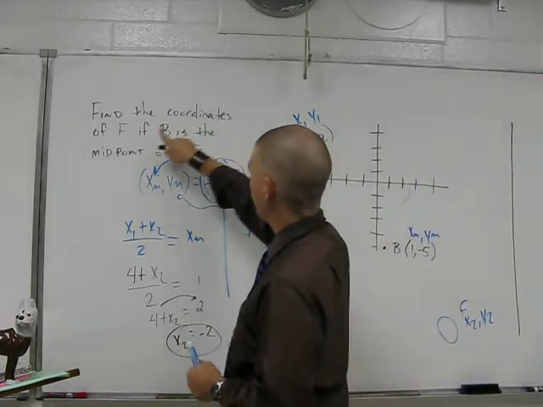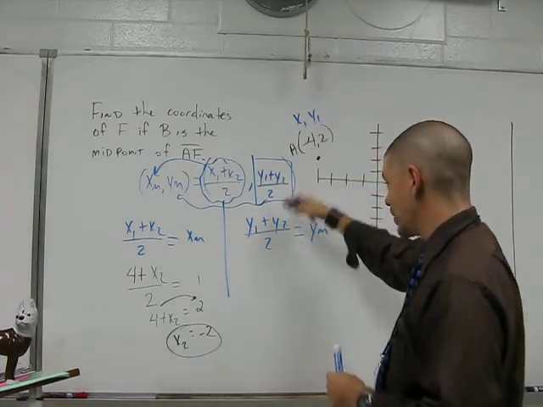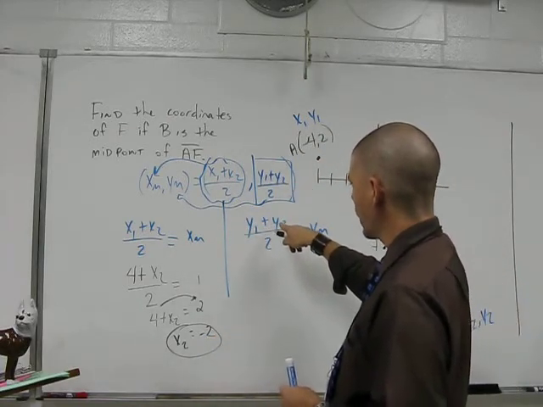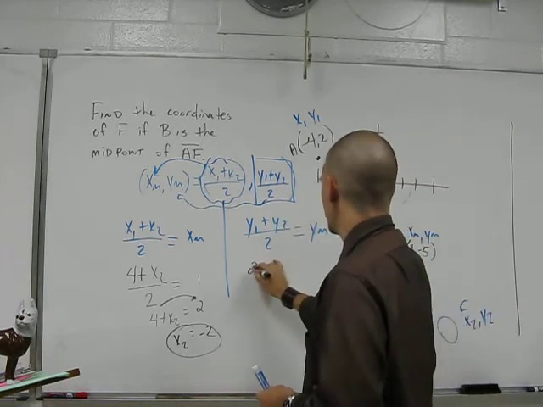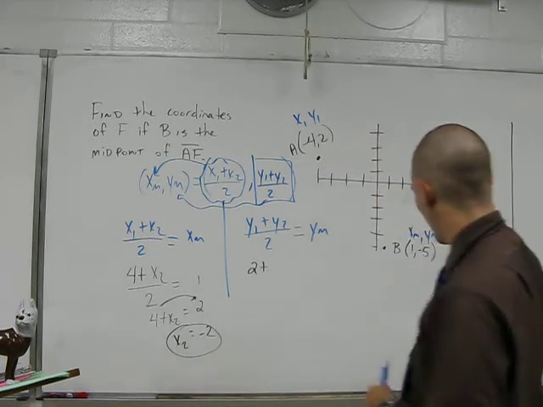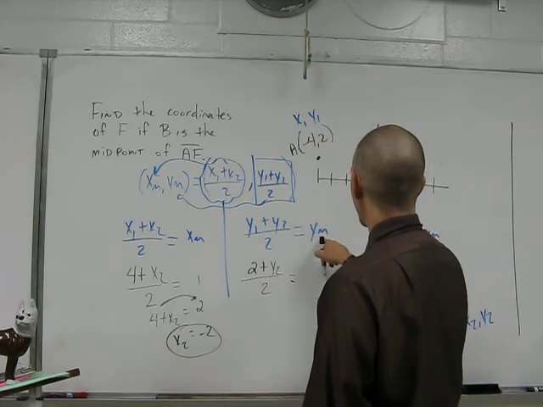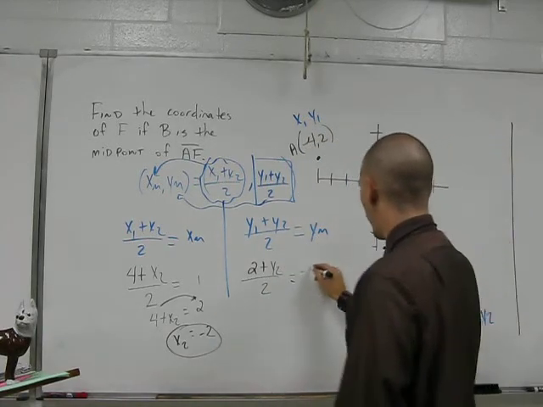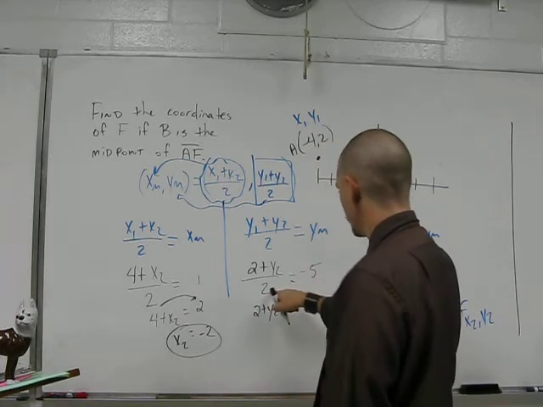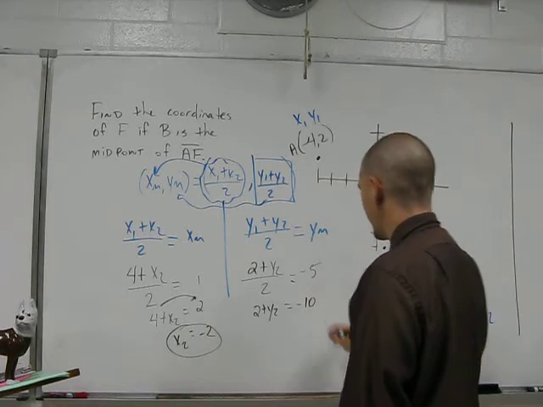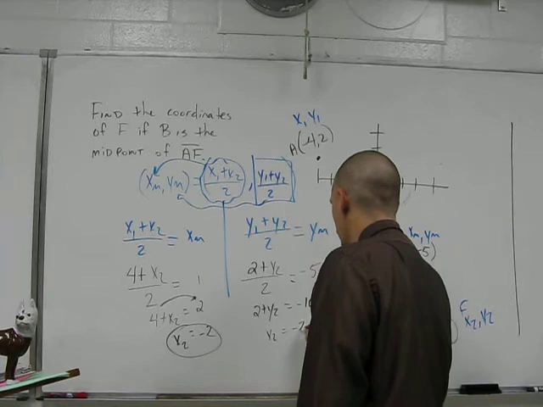And if I'm finding the coordinates of F, I've already got my X2, but now I've got to find my YM, or my Y2 actually. So Y1 plus Y2 over 2 equals YM. Plug and chug, baby. 2 plus Y2, I don't know it. It's a ghost. Over 2 equals YM, but I do know YM. Negative 5. So 2 plus Y2 equals 2 times negative 5, which is indeed a negative 10. If I subtract 2, I got it, negative 12.